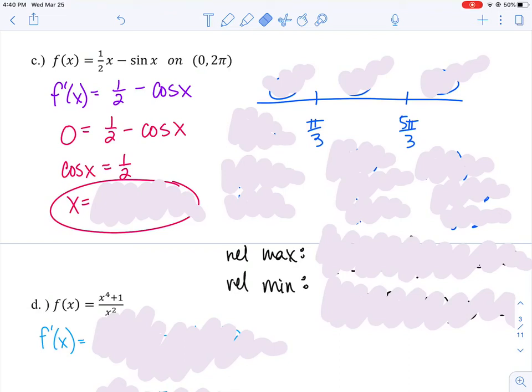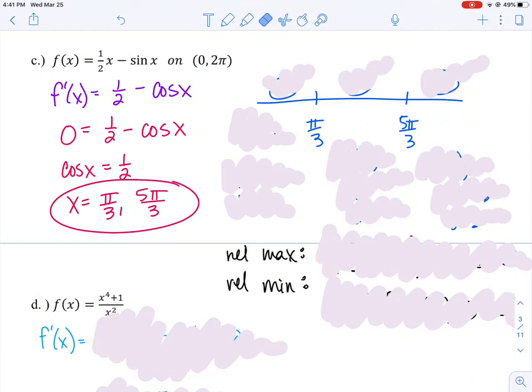I can inverse cosine both sides and use my unit circle to figure out where on the unit circle cosine equals 1/2. And I ended up getting pi over 3 and 5 pi over 3. So those are my two critical numbers. That's when my derivative equals 0. That's where I have a place in my function that is constant just for a second.